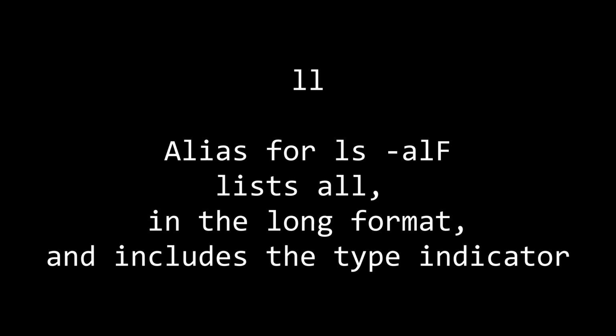Ll is an alias for ls dash a l capital F. Dash a shows all. Dash l uses the long listing format. And dash capital F, as we spoke about earlier, appends a symbol to the end of file names to show what type of file they are.